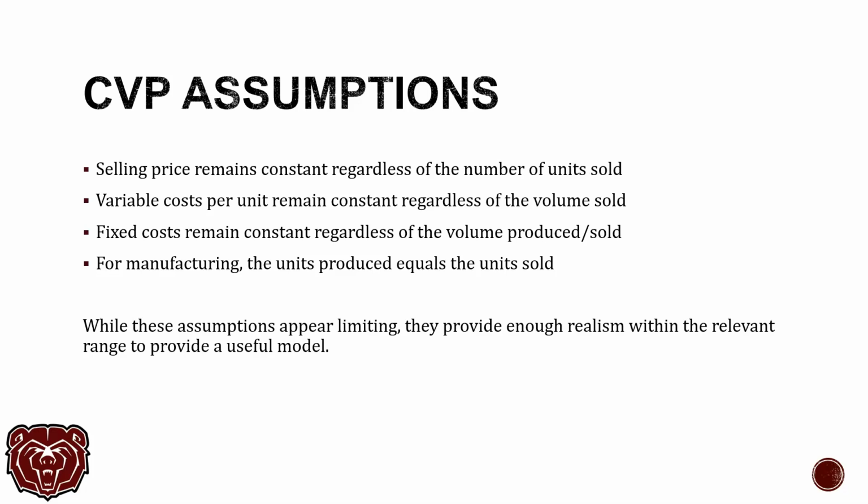Variable cost per unit remains constant regardless of the volume sold, right? So our variable costs aren't going to drop based on higher production values. Fixed costs remain constant regardless of the volume produced or sold. Again, we're not going to change our fixed cost at all. Everything has to remain constant.